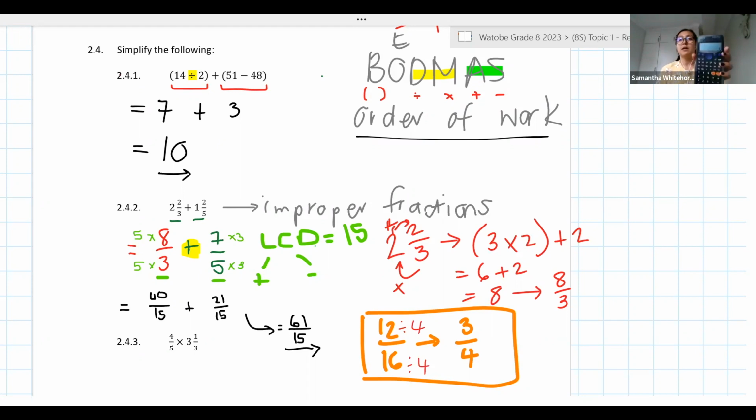Again, if I just type that into my calculator, it automatically gives me the simplified answer. So one way to always make sure you've simplified is to just put it into your calculator and make sure that the answer you write down is then the simplified answer.